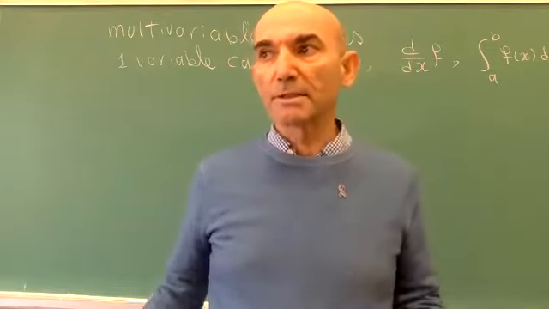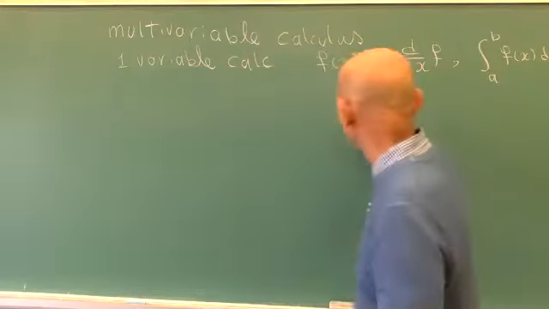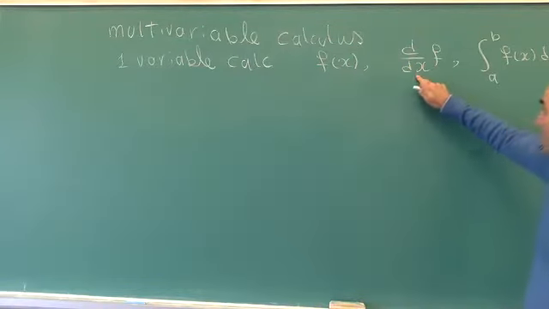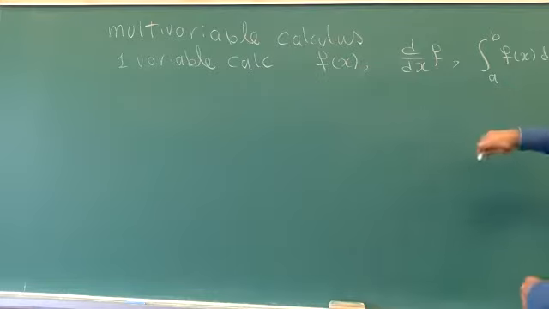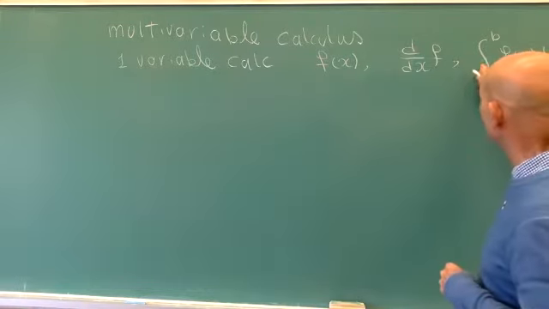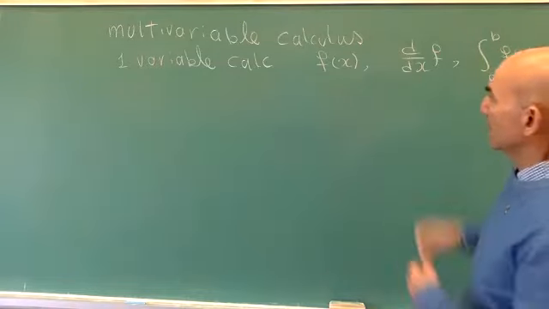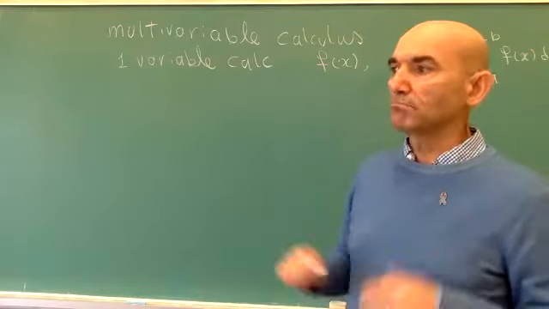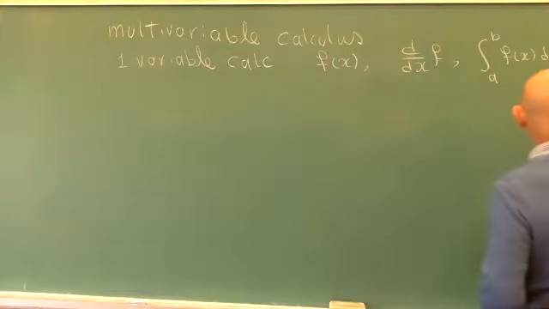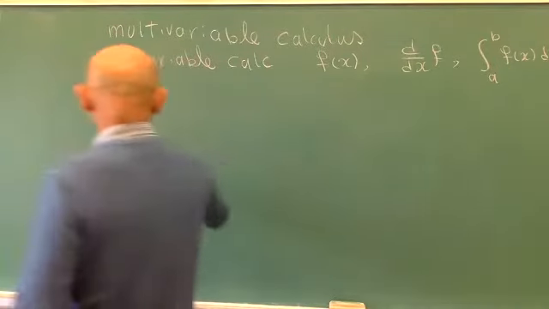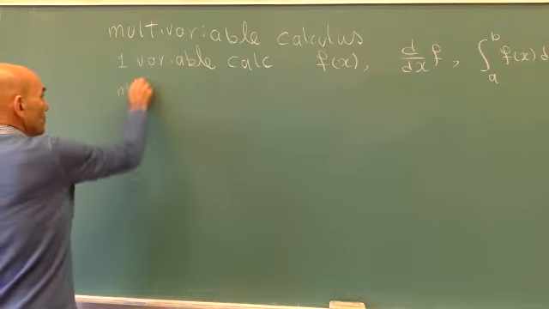You learned how to maximize or minimize functions using the derivative, making the derivative equal to 0. You learned how to calculate velocities of particles moving on a line by taking the derivative. You learned how to compute area under a curve, and then the fundamental theorem of calculus related this to that. So this was the beginning of calculus. This you did already. What this course is all about is that now all of a sudden we go to multivariable calculus.